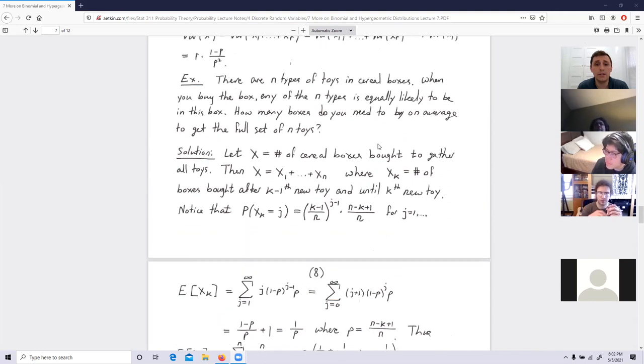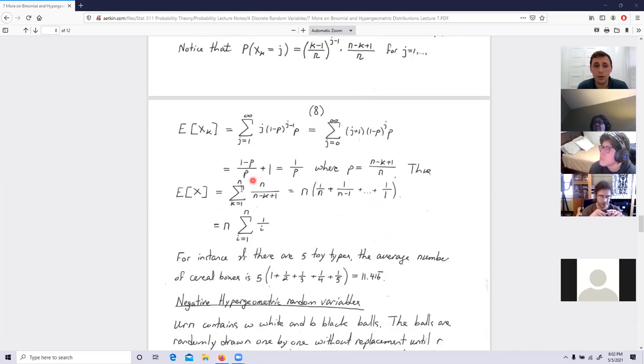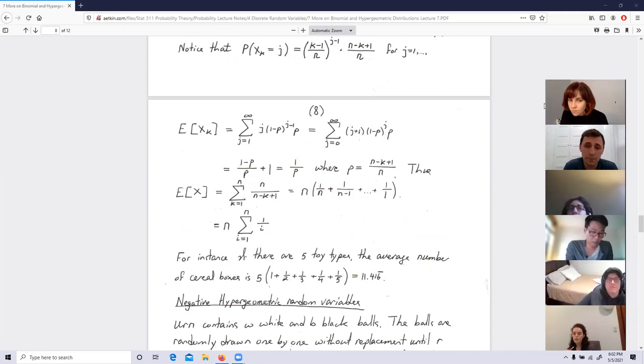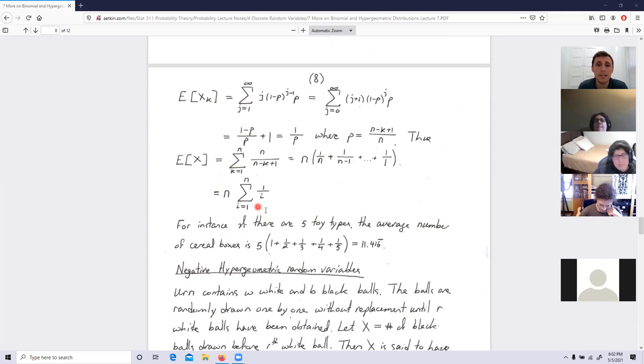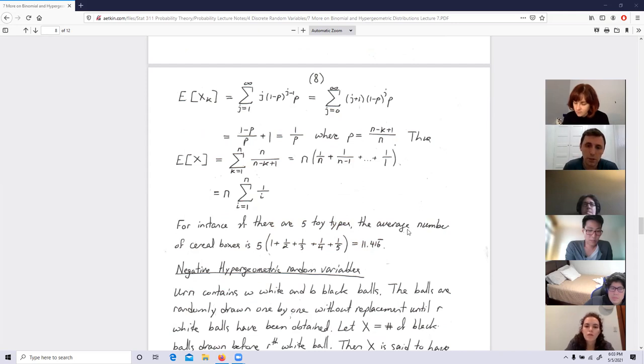And so what is the expected value of my full X? It's the sum of the expected values of X1, X2, X3, and so on. And so that would be accordingly, because it's 1 over p, the summation from k equal to 1 all the way to n of n divided by n minus k plus 1, which is the same as, if you factor out the numerator n, 1 over n plus 1 over n minus 1, all the way to plus 1. So this is the same as n multiplied by a finite harmonic series sum. So for instance, if there are 5 toy types, the average number of boxes is 5 multiplied by 1 plus 1 half plus 1 third plus 1 quarter plus 1 fifth. So on average, you will have to buy over 11 boxes to get all the toys.